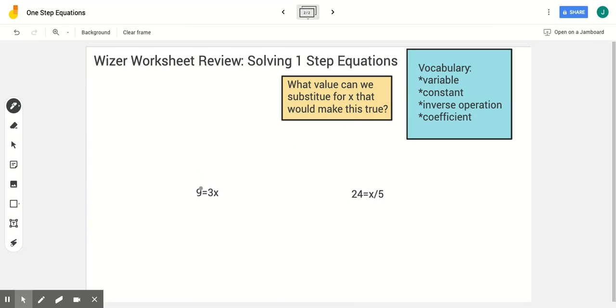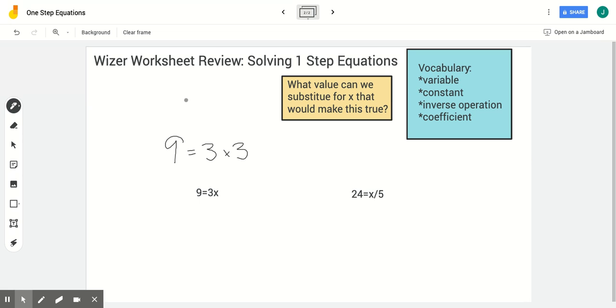So in this first one, 9 equals 3x. Like I said in class yesterday, 3x is the same as saying 3 times x. So you would just think to yourself, okay, 3 times what is equal to 9? And that's not too hard for mental math. We know that 3 times 3 is equal to 9. So we could do that in our head. 3 times 3. So 9 equals 3 times 3.